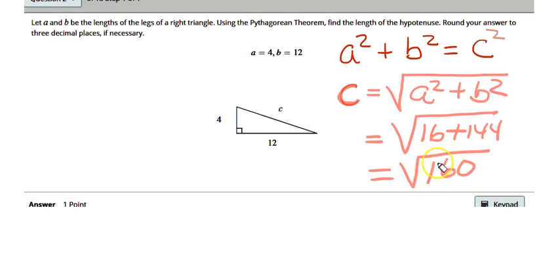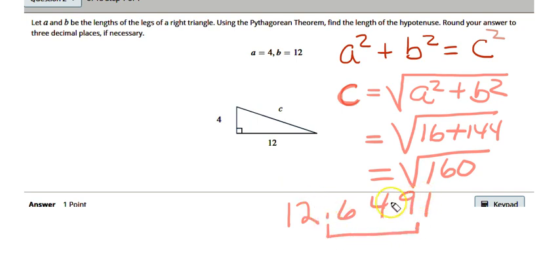Now that's an irrational number, so they want you to use the square root property. Put that in your calculator, and I'll go second function square root of 160, and I get 12.6491, and they want it to 3 decimal places.